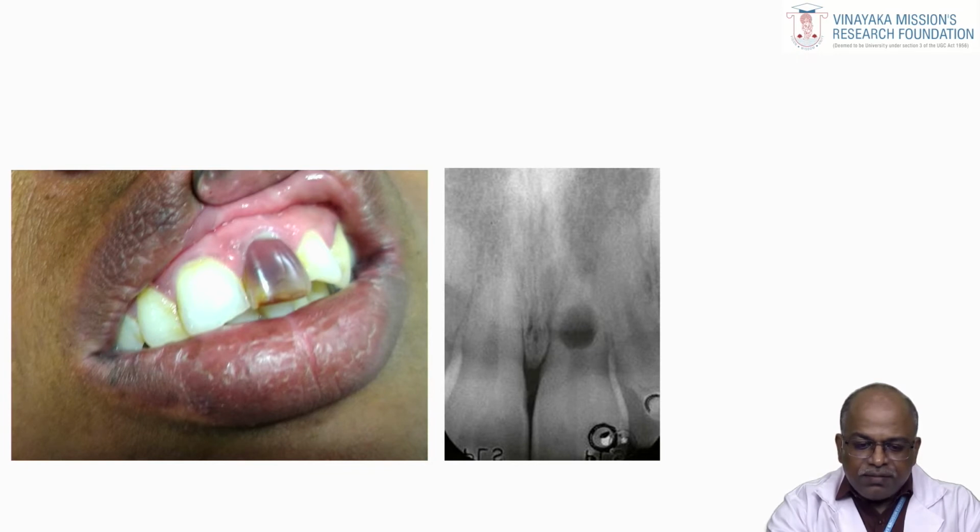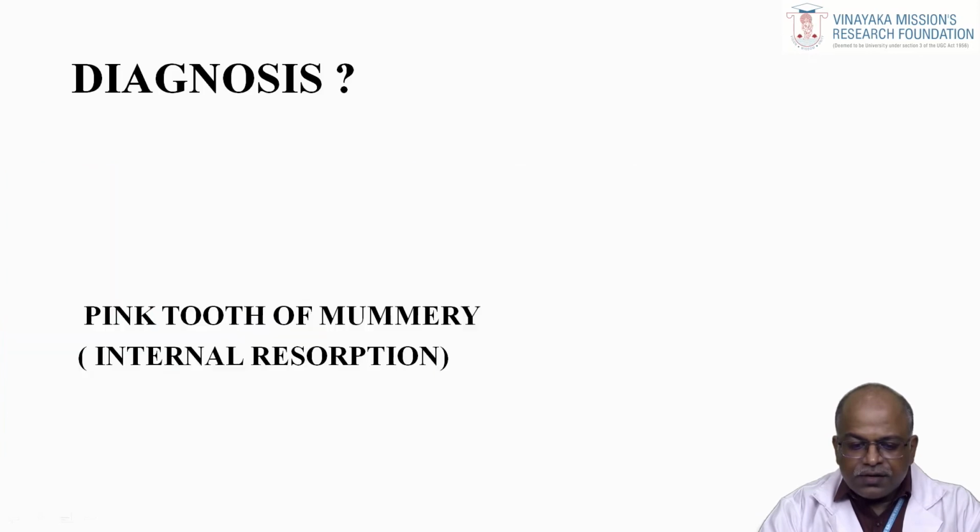This case reported with discoloration of the tooth. On close examination, it was pink in color. There was a history of trauma. On intraoral periapical radiograph, you can see an ovoid radiolucency within the apical portion of the root of the maxillary central incisor. It is nothing but internal resorption resulting in pink tooth of Mummery.